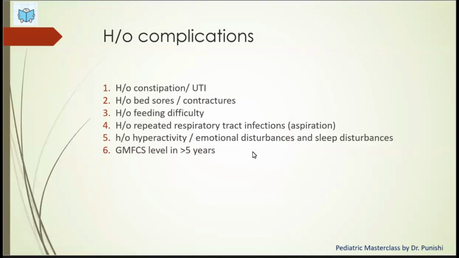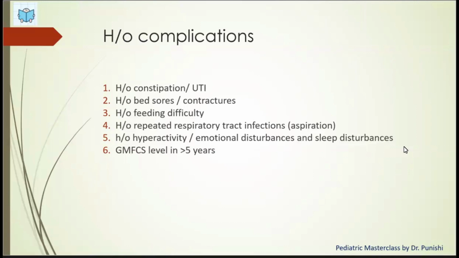Now, history of hyperactivity, emotional disturbance, sleep disturbances. All of these behavioral abnormalities are commonly seen in children with CP, and they also need to be diagnosed and treated accordingly. So behavioral abnormalities is something that you should always ask for, whether it's a history of complication or whether it's a history related to the higher mental function.